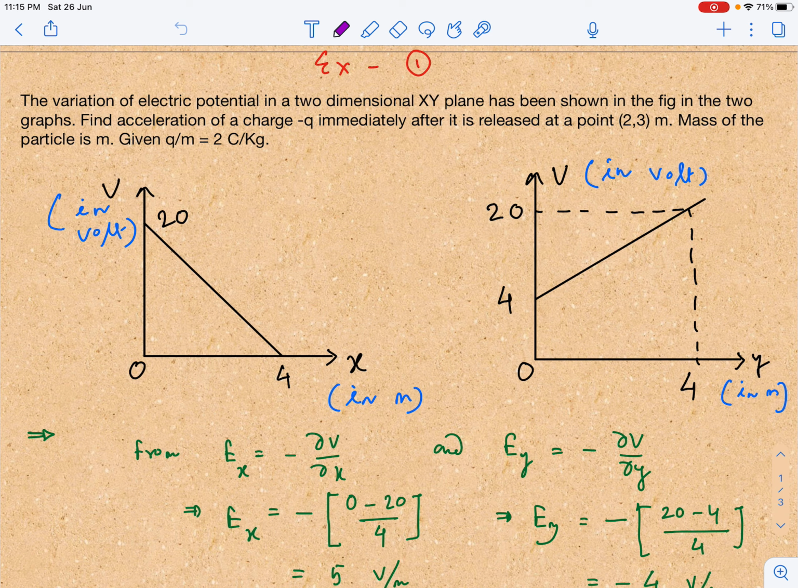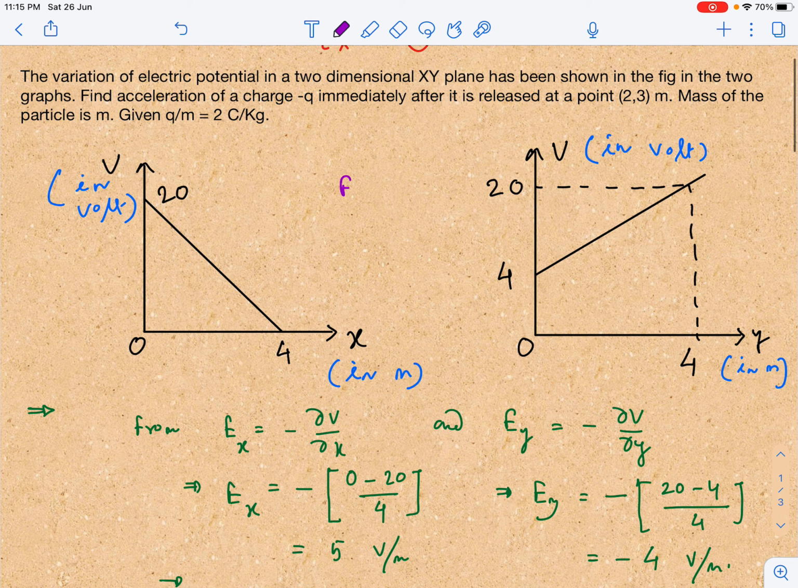So what it is saying is that the variation of electric potential in the two-dimensional xy plane has been shown in this diagram. There are two graphs, V versus X graph and V versus Y graph. And there is a charge minus q immediately released from point 2, 3. They are asking what is the acceleration of the charge. So it's a very simple kind of thing. It's an application of E equal to minus dV dr.